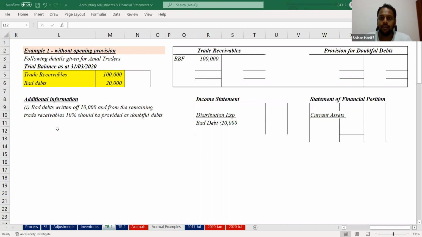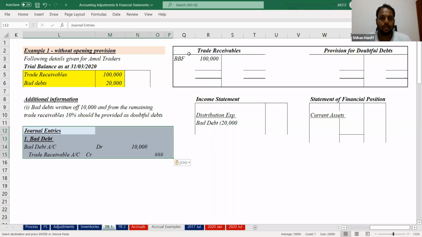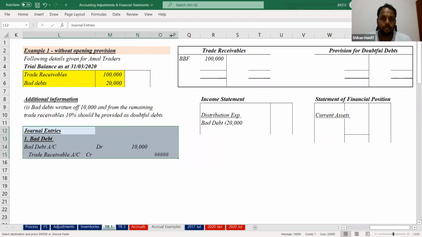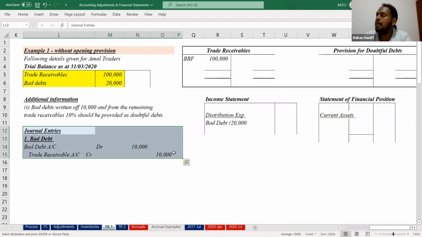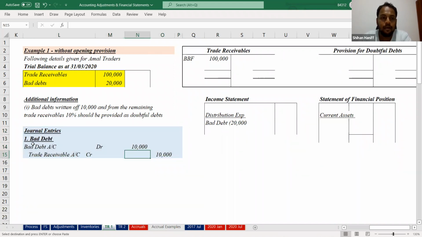I'll give the journal entry right here. Journal entries. Double entry for bad debt. Writing off bad debt is bad debt account debit, trade receivable account credit. Bad debt account debit, debtors account credit. So this is our trade receivable account. This is credit 10,000.